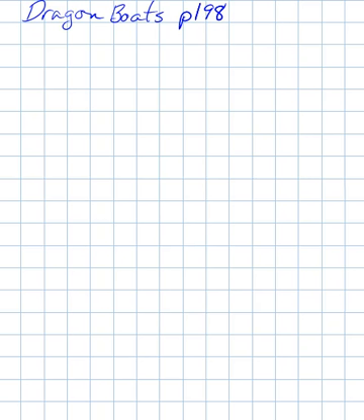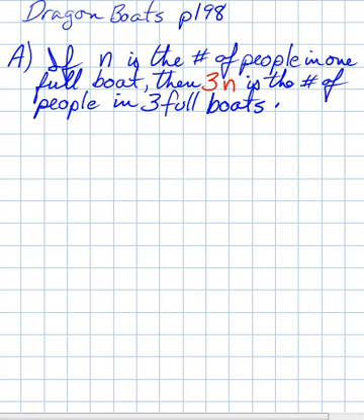Well, we need to fill up the other 2/3 of the boat. So we'll get to that. So in A, the first question is, if you know the number of people in a full dragon boat, how can you determine the number of people in 3 full boats? Well, if n is the number of people in one full boat, so we don't know how many people exactly, but let's say that there's n people that make the number in one full boat, then 3n is the number of people in 3 full boats.